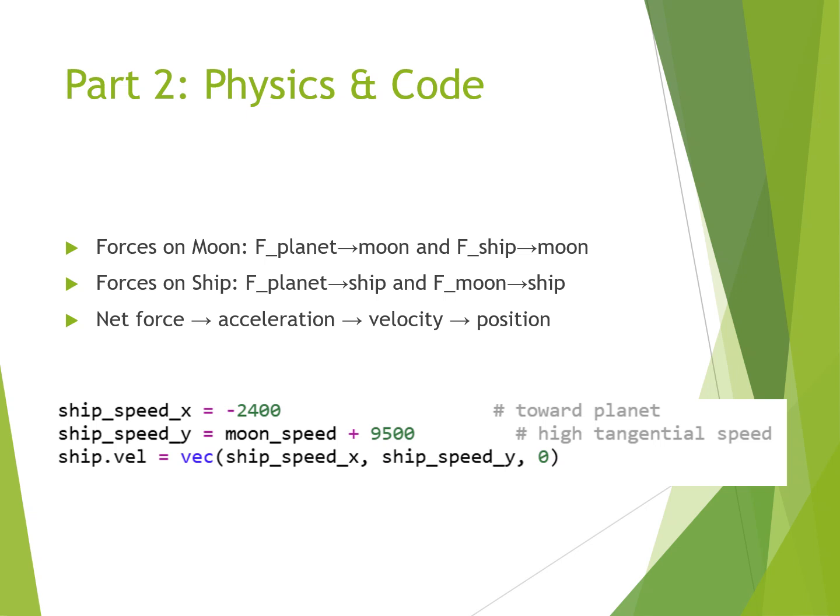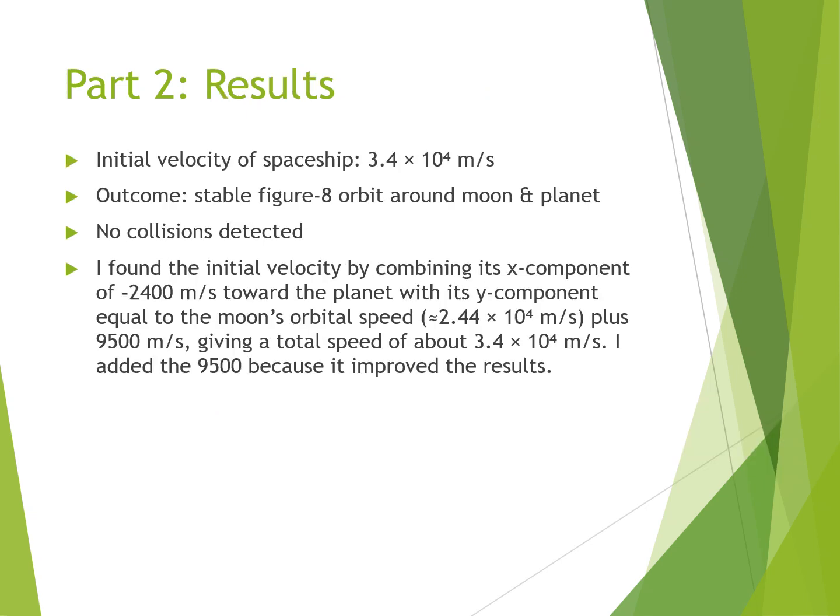The forces on the moon were the force of the planet and the force of the ship, and the forces on the ship were the force of the planet and the force of the moon. Net force was calculated with the change in acceleration, which was calculated with the change in velocity, which was calculated with the change in position. As you can see here, the x component of the ship speed was negative 2,400 meters per second, and the y was moon speed plus 9,500 meters per second. And the ship velocity total was the vector of those two components.